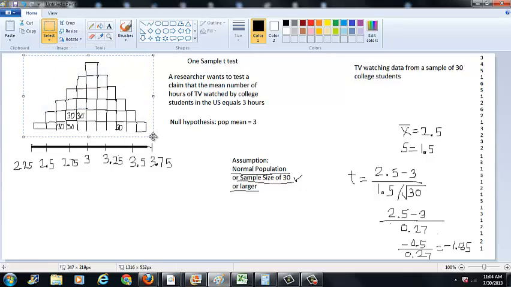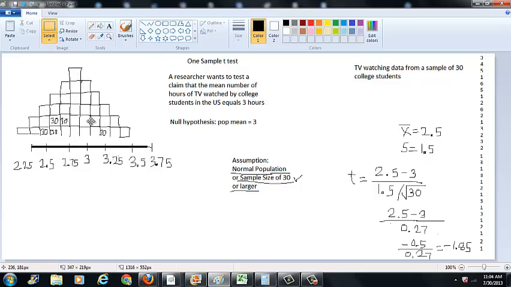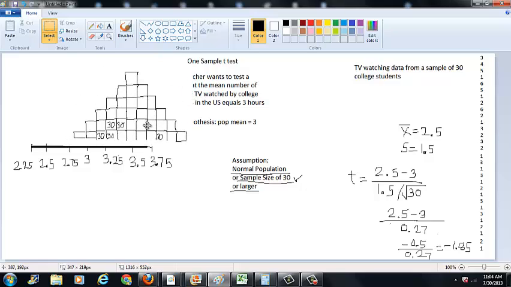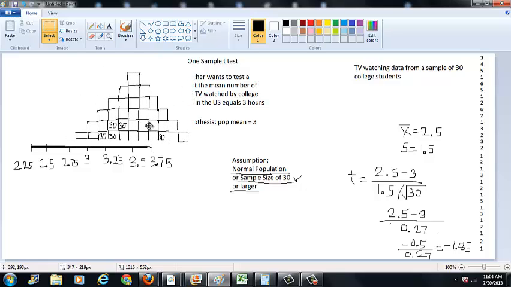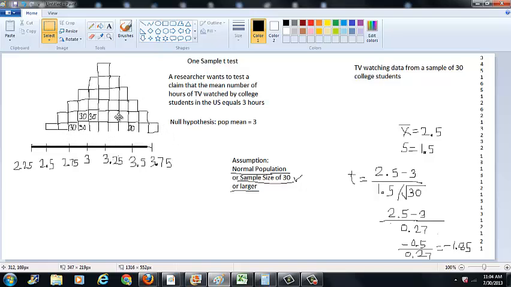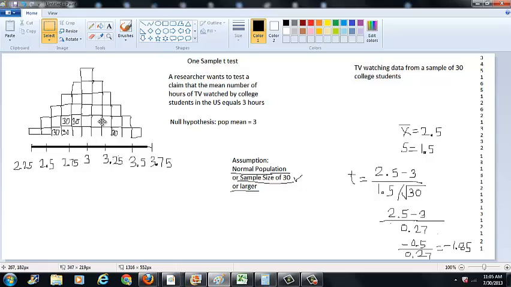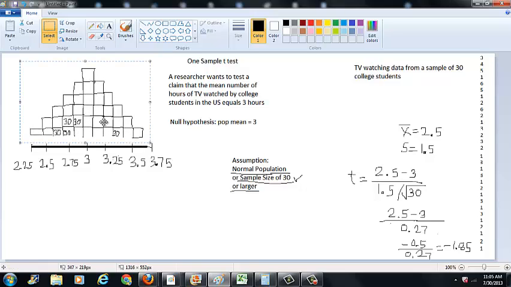So if our population mean was 2.5, that would mean that the possible samples would be centered at 2.5 right here. And if the population mean was 3.5, then the possible samples would be centered over here. But at the beginning of our study, we're assuming that the null hypothesis is true, which means we're assuming that the population mean actually is 3. So we're assuming that this set of possible samples is centered at 3, with a population mean of 3.